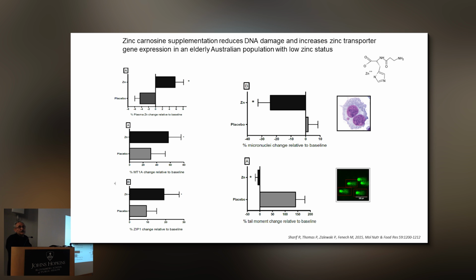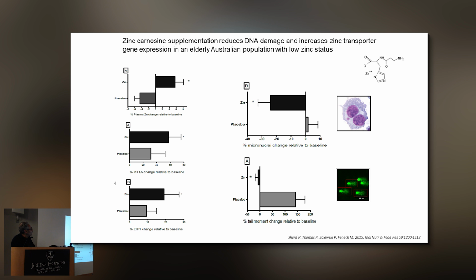We then went one step further and did an intervention with zinc carnosine, which is a bioavailable form of zinc. We screened older people for their plasma level of zinc, selected those with a lower level, the bottom half of those we screened, and intervened with zinc carnosine. The zinc status increased, metallothionein level increased during the intervention, and ZIP1, one of the transporter genes for zinc, also increased.